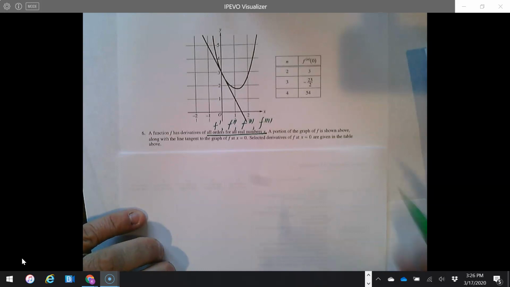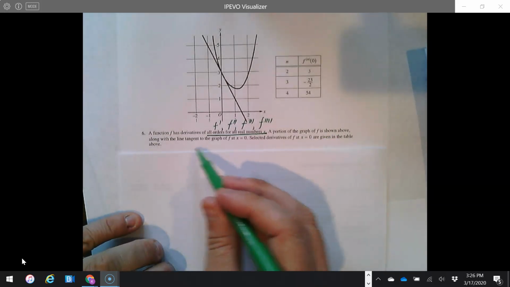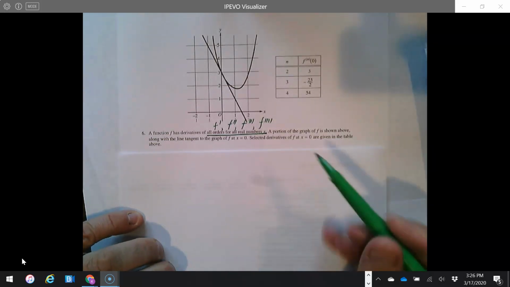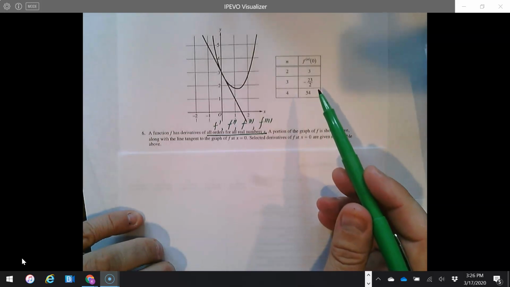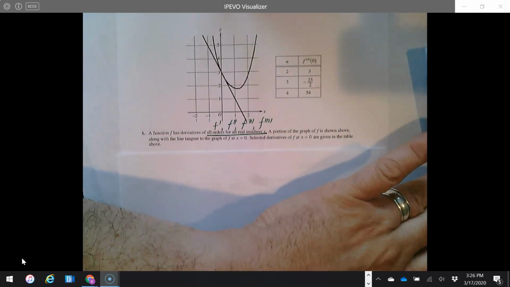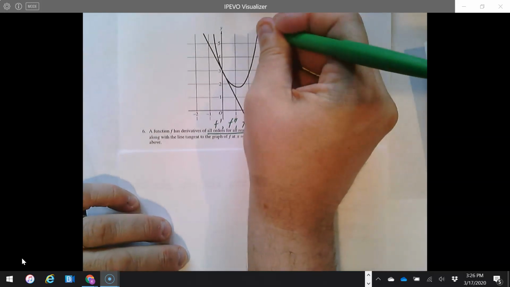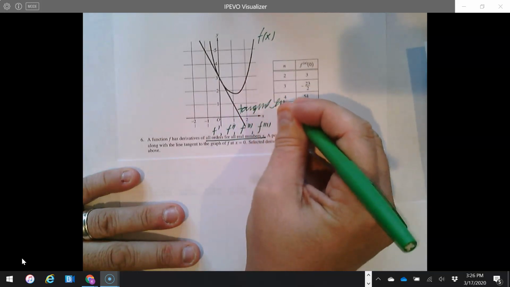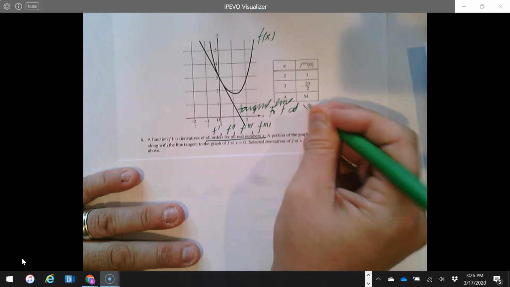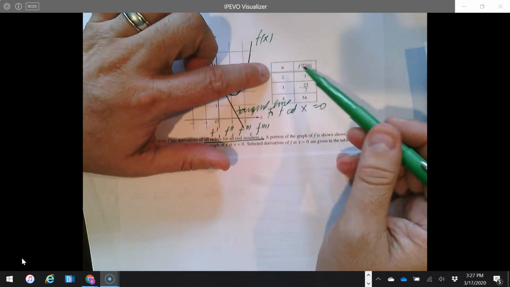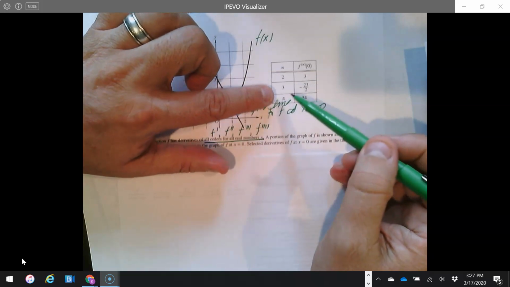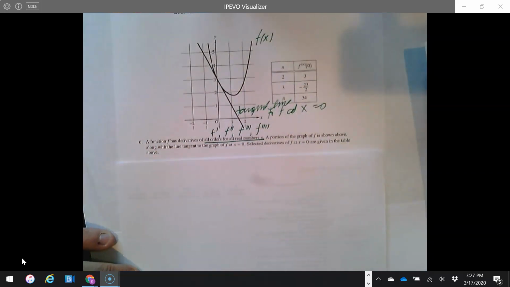A portion of the graph of f is shown above, along with the line tangent to the graph of f at x equals 0. Selected derivatives of f at x equals 0 are given in the table above. So let's get the lay of the land here. We've got the graph of f, we've got our tangent line, the tangent line to f at x equals 0. And then this table gives us values of the second derivative at x equals 0, the third derivative at x equals 0, and the fourth derivative at x equals 0.